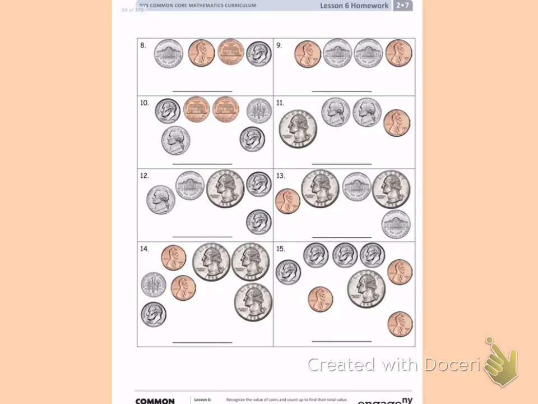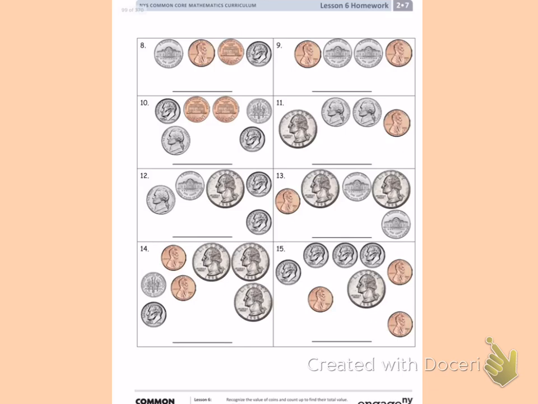Module 7, Lesson 6's objective is to recognize the value of coins and count up to find their total value. Let's look at item 8. As you can see, the coins are all mixed up.